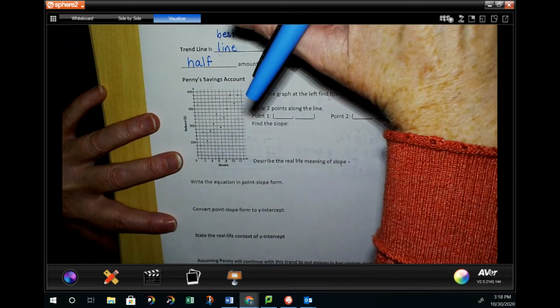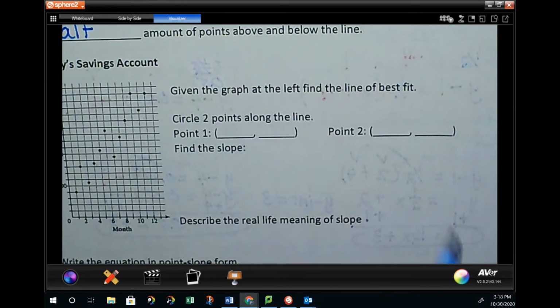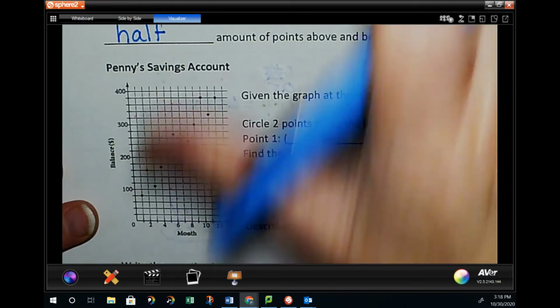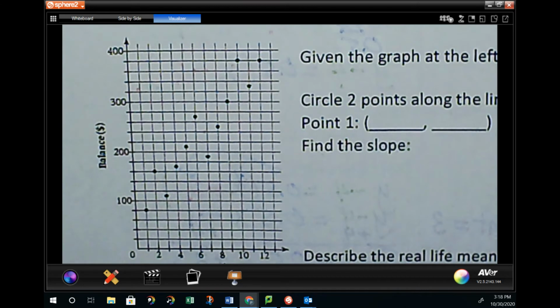Now, we're going to make this big so you can see. Given the graph at the left, you're going to find that best fit line. When you look at all of those points, you have to find that fit line, and it has to follow the pattern. Our slope will probably be positive because as x increases, my y value is also going to increase.